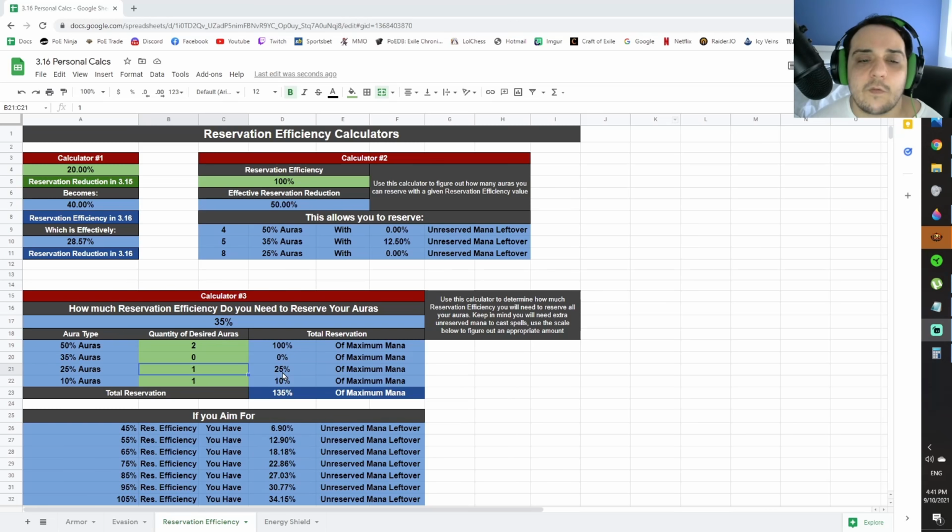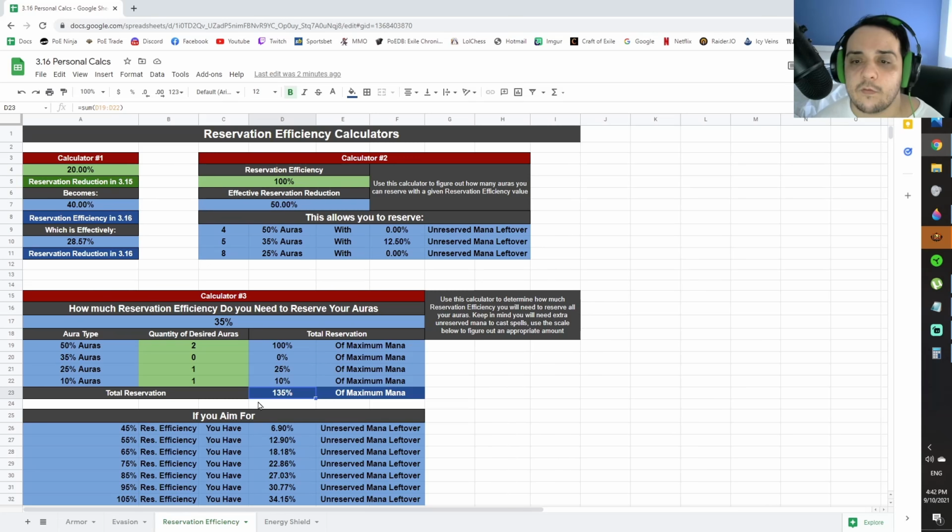So let's just say I'm playing a Poison Bow character. I want to reserve Grace and Malevolence to start off with. Those are 2 50% auras, so I put 2 into this box. I want to reserve, say, Herald of Agni for the more poison damage, and that's 1 25% aura. And finally, I may want to include Defiance Banner for the extra evasion. That's a 10% aura. And this means I'm going to end up reserving 135% of my total maximum mana.